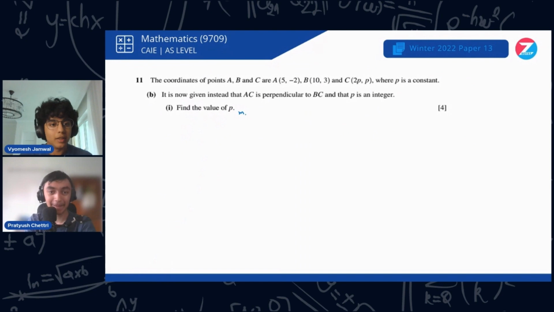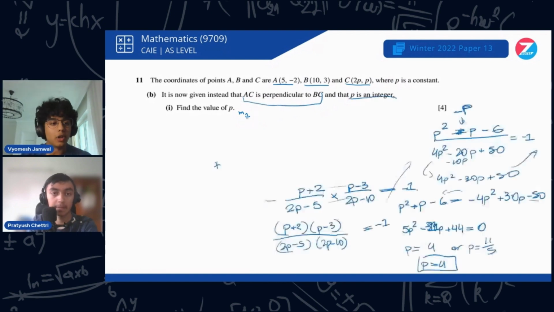So looking at the question, it's saying that the coordinates of points A, B, and C are as follows, where P is a constant. It's given instead that AC is perpendicular to BC and P is an integer. So if it is talking about perpendicular, we're talking about gradients.